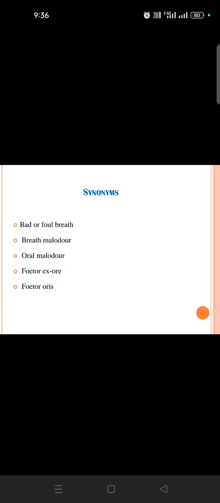Halitosis has other names: bad breath, breath malodor, oral malodor, and fetor ex ori. Coming to the classification, it has been classified into three: genuine halitosis, pseudohalitosis, and halitophobia. Genuine halitosis has been further classified as physiological halitosis and pathological halitosis. The pathological halitosis is further divided into oral origin and systemic origin.